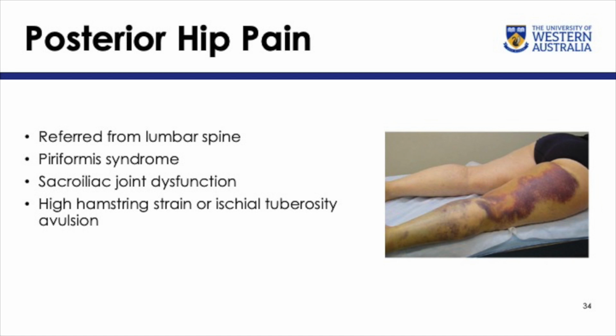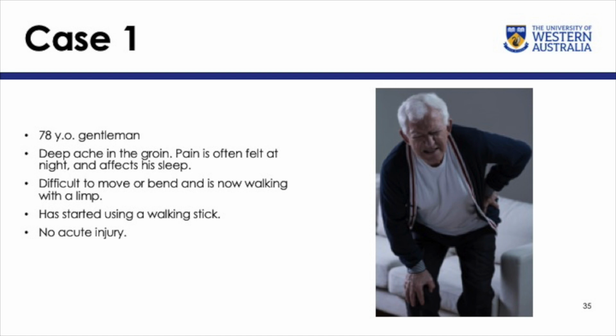In the picture you see a patient that's had a proximal hamstring tendon avulsion, which presents with marked bruising and hematoma. The patient may just have a hamstring strain, which will just present with pain over the buttock and down the posterior thigh. So if we look back now at our case vignettes, we should be able to come up with a differential diagnosis for this gentleman.